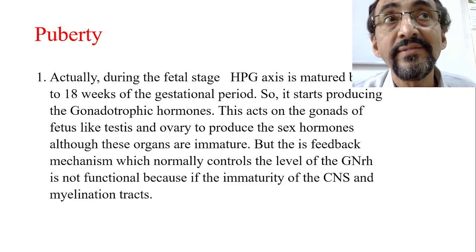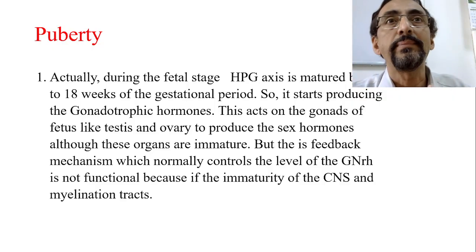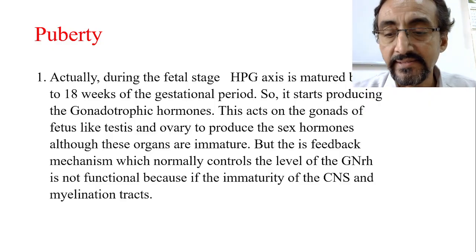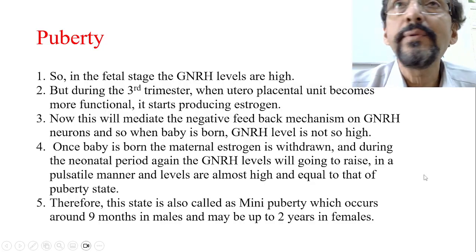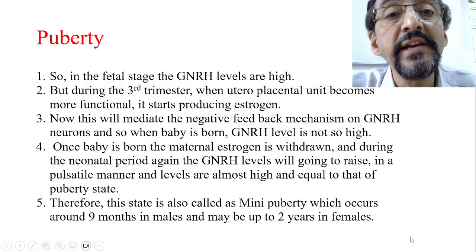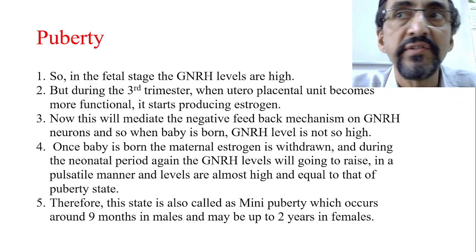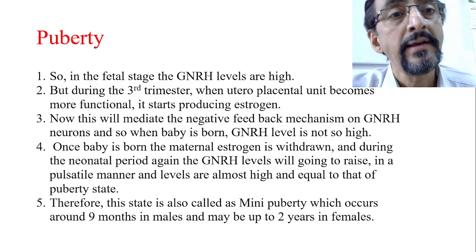So why is the CNS not active? Because myelination is not complete. So the neurons are not completely matured. Therefore feedback is not reaching the CNS. So normally we will say during the fetal stage GnRH levels are very high. Why is it high? It is high because of these two reasons: target organs are not utilizing it and the feedback mechanism is not reaching the CNS.